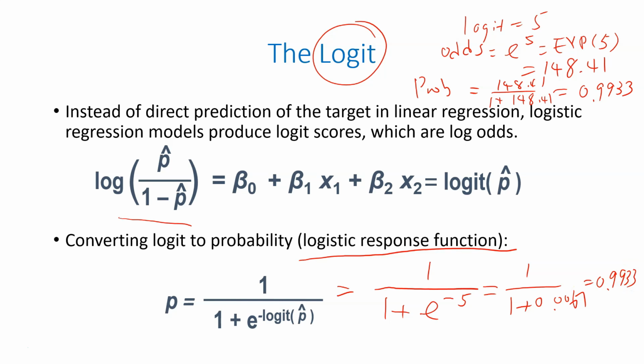Since this is a more direct way of computing probability and can be easily automated in a computer program, the logistic response function is the more common method, but either approach would give you the same answer. So this is essentially how to interpret the prediction results from a logistic regression model.